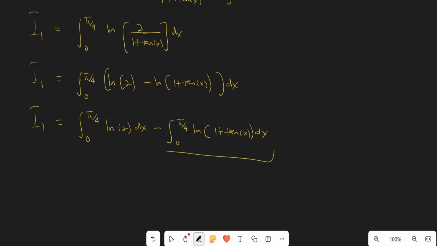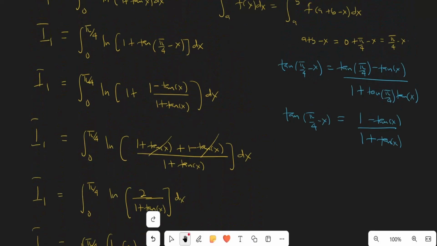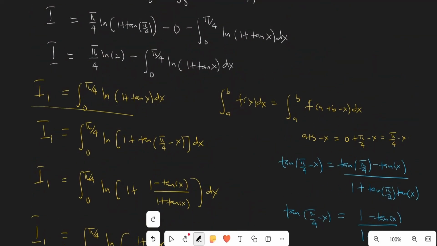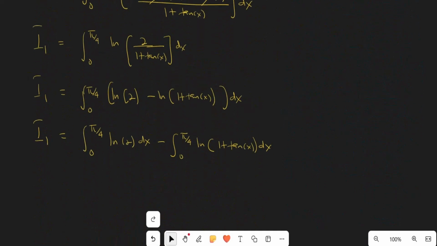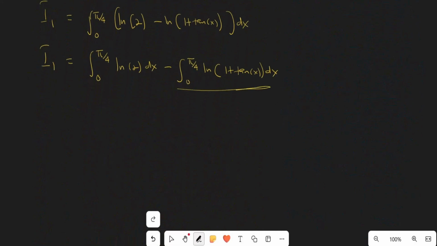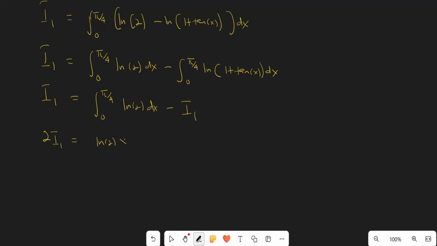But what is this integral? This integral is the same as our original integral, I1, I'm sorry. This is the same as I1 originally. So you can just go back down here and replace this with I1. So I1 is equal to the integral from 0 to pi over 4 of ln of 2 dx minus I1. You can add I1 to both sides. We have 2I1 equal to, integrating this is the ln of 2x.